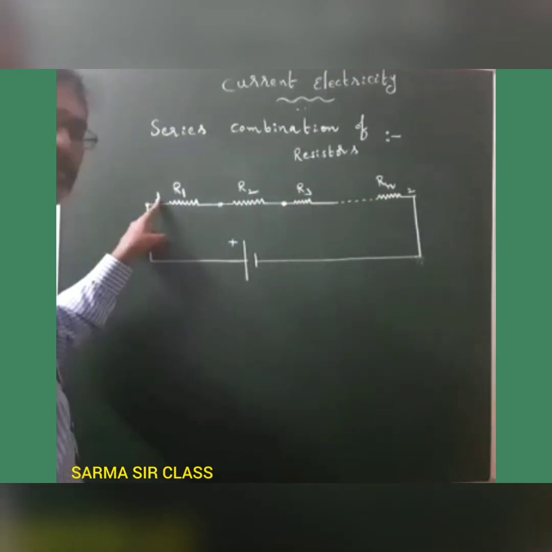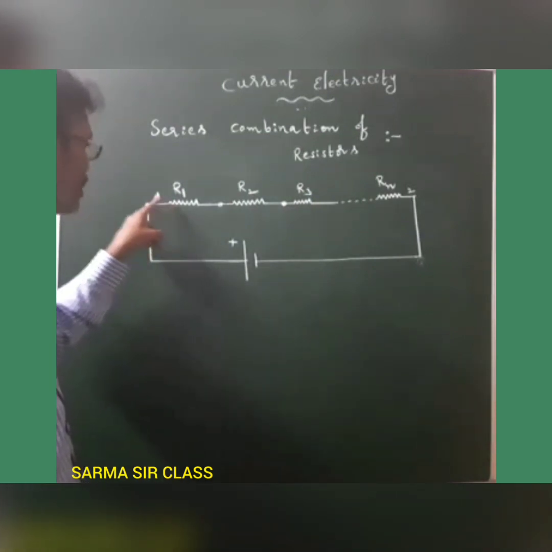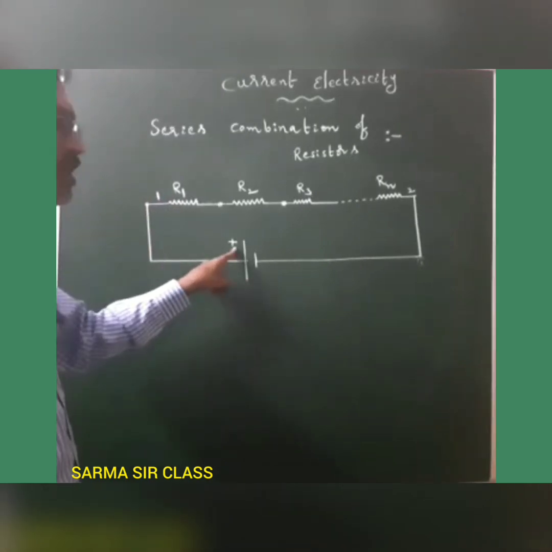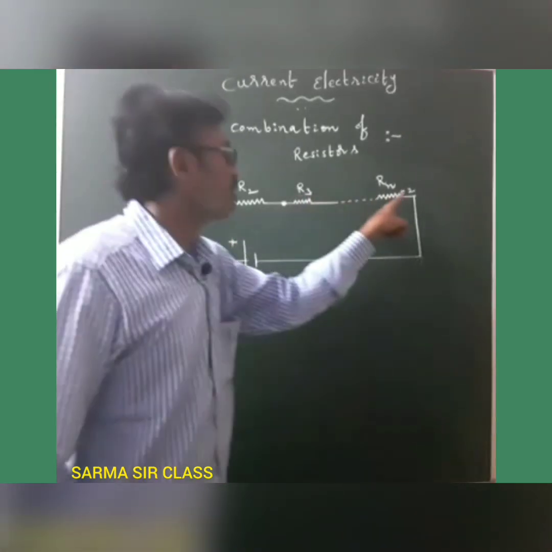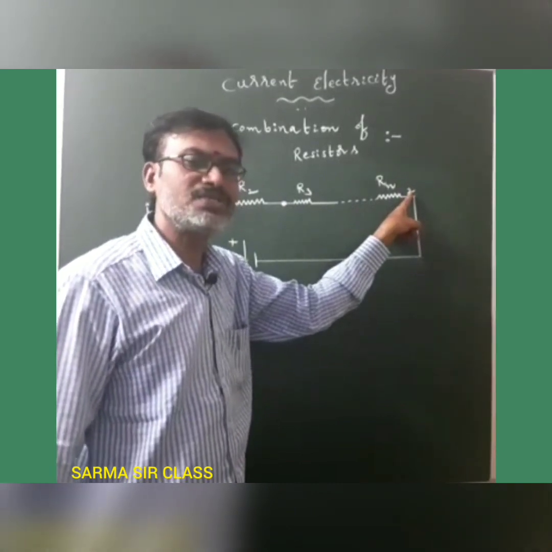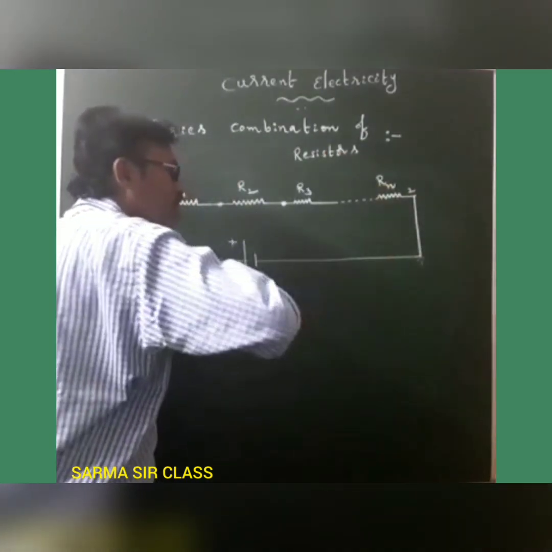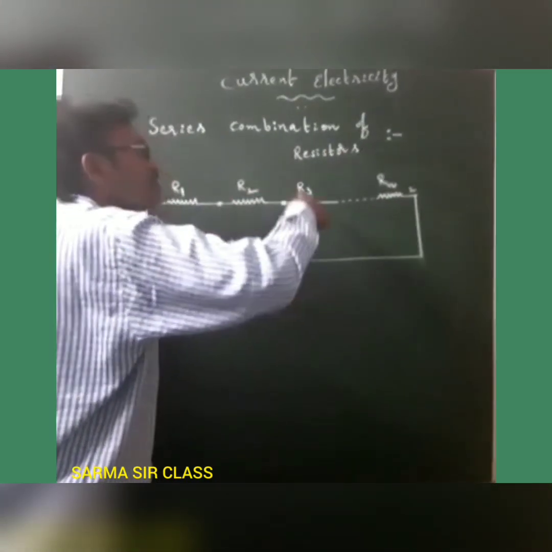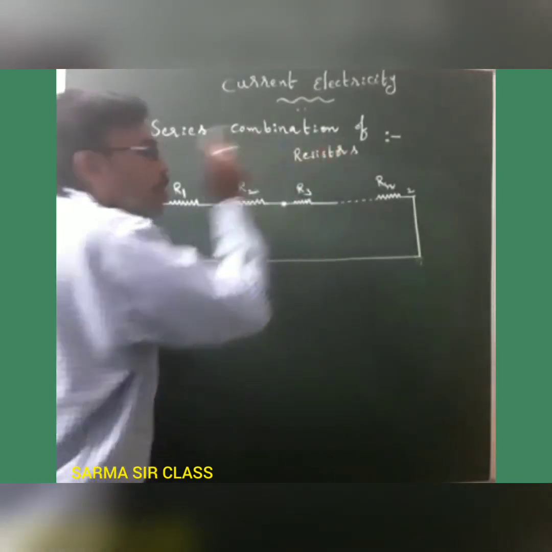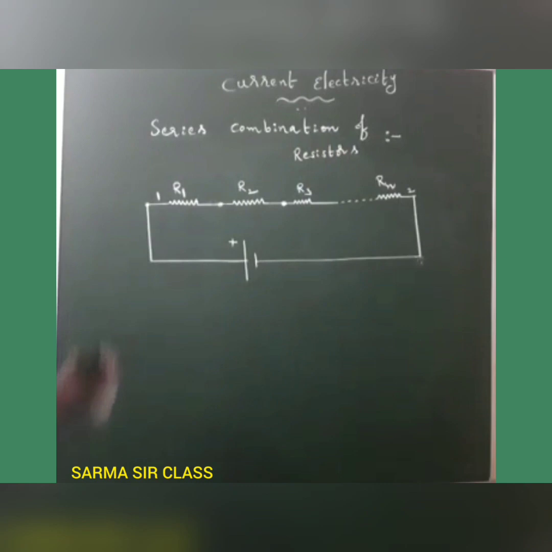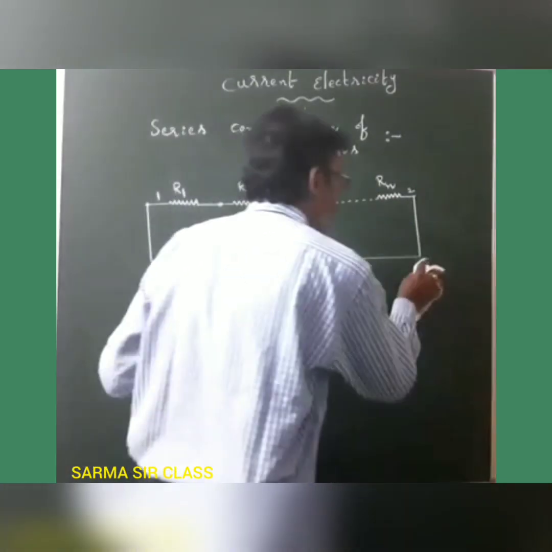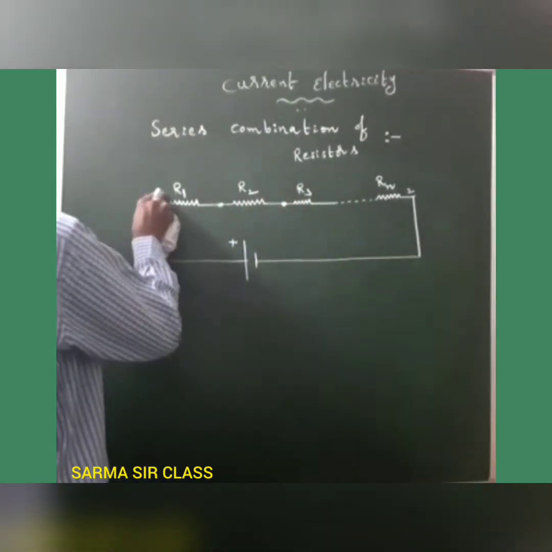The first end of the first resistor is connected to the positive terminal of the battery. The second end of the last resistor is connected to the negative terminal of the battery. This type of combination is known as a series combination of resistors. Okay, and now why am I connecting like this?